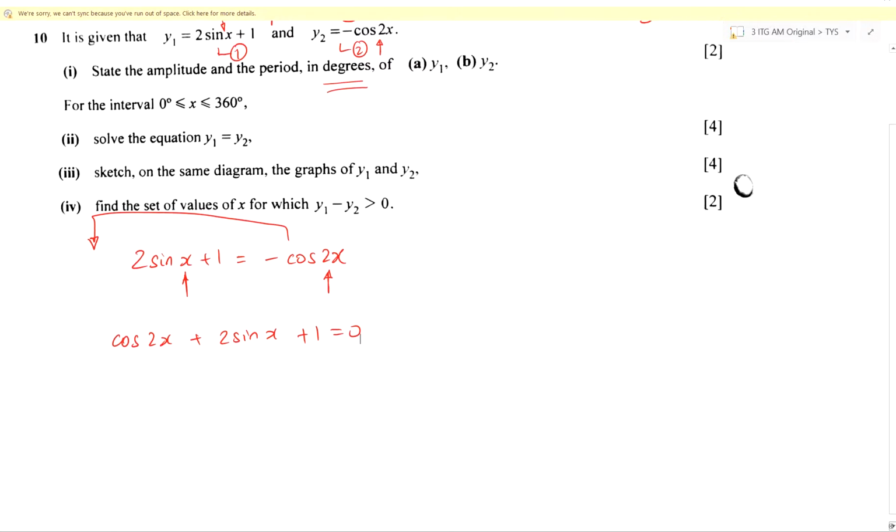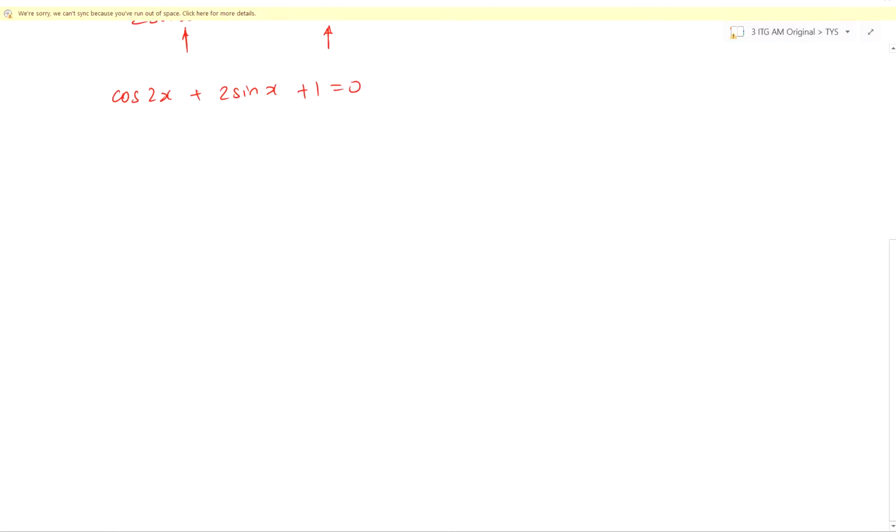So the expansion for cosine 2x, there are 3 variants. We're going to choose the one that allows us to have sine square. So cosine 2x is the same as 1 minus 2 sine square x plus 2 sine x plus 1, and that gives us 0. So simplifying this, we have 2 sine square x minus 2 sine x minus 2 equals to 0. Dividing throughout by 2. So sine square x minus sine x minus 1 equals to 0.